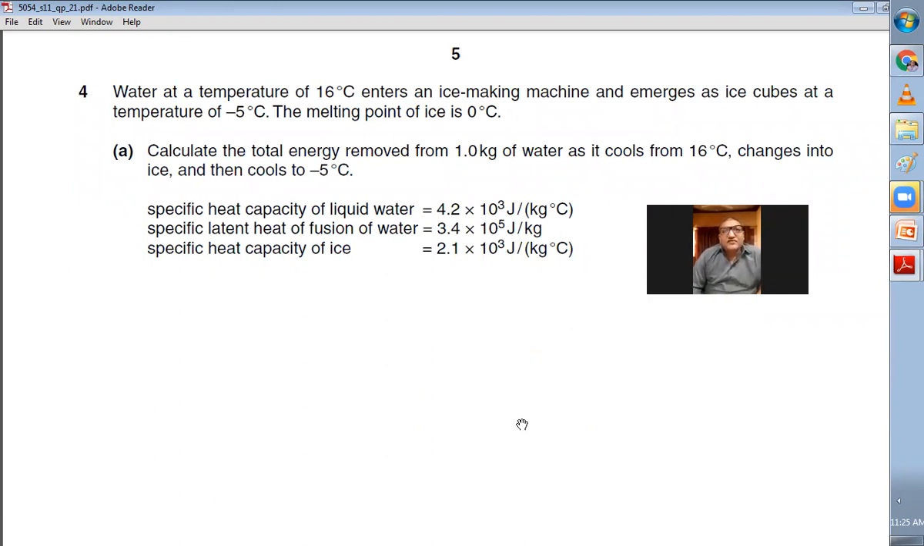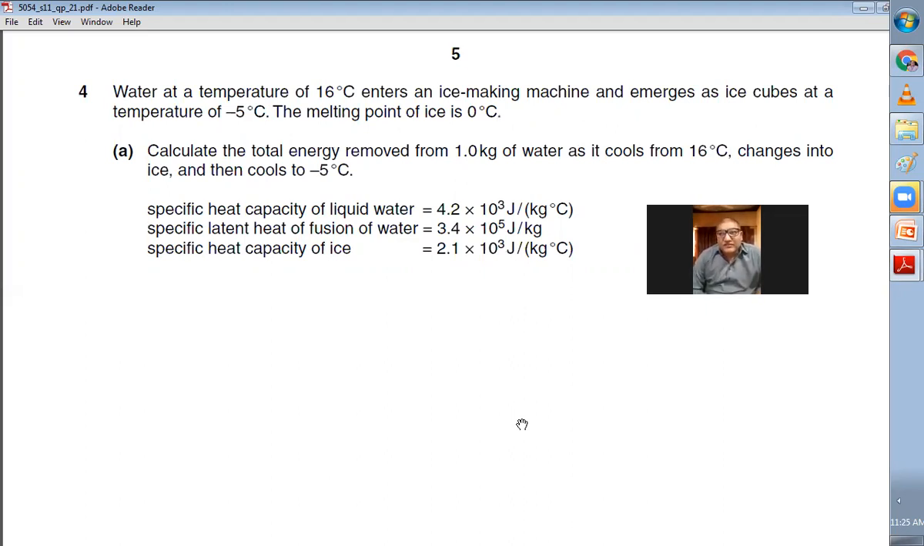Water at a temperature of 16 degrees centigrade enters an ice making machine and emerges as ice cubes at a temperature of -5 degrees centigrade. The melting point of the ice is 0 degrees centigrade. Calculate the total energy removed from 1 kg of water as it cools from 16 degrees centigrade, changes into ice, and then cools to -5 degrees centigrade.